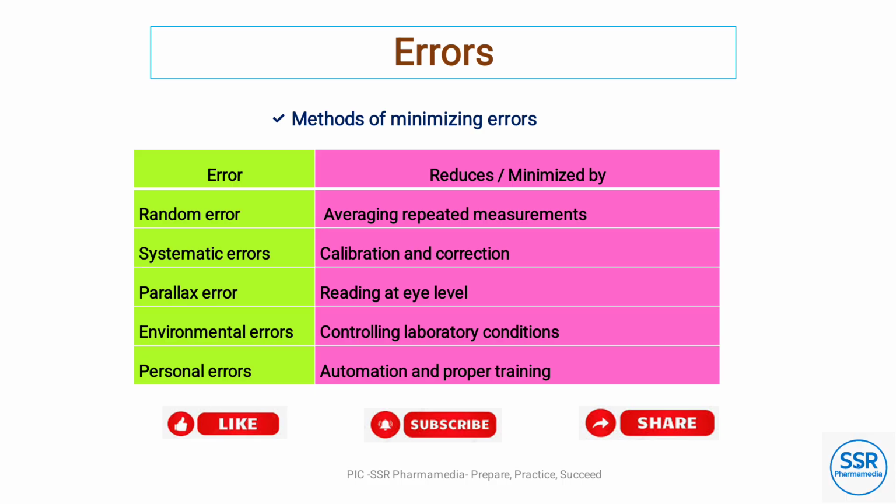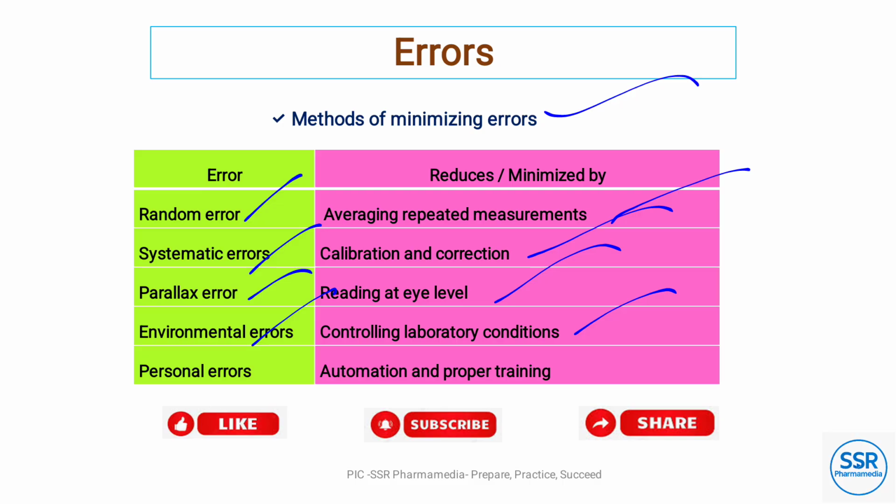So next we'll discuss methods of minimizing error. There are several methods. Random errors are minimized or reduced by averaging repeated measurements. Systematic error is minimized by calibration and correction. Parallax error is minimized by reading at eye level. Environmental error can be minimized by controlling laboratory conditions. Personal error is minimized by automation and proper training.